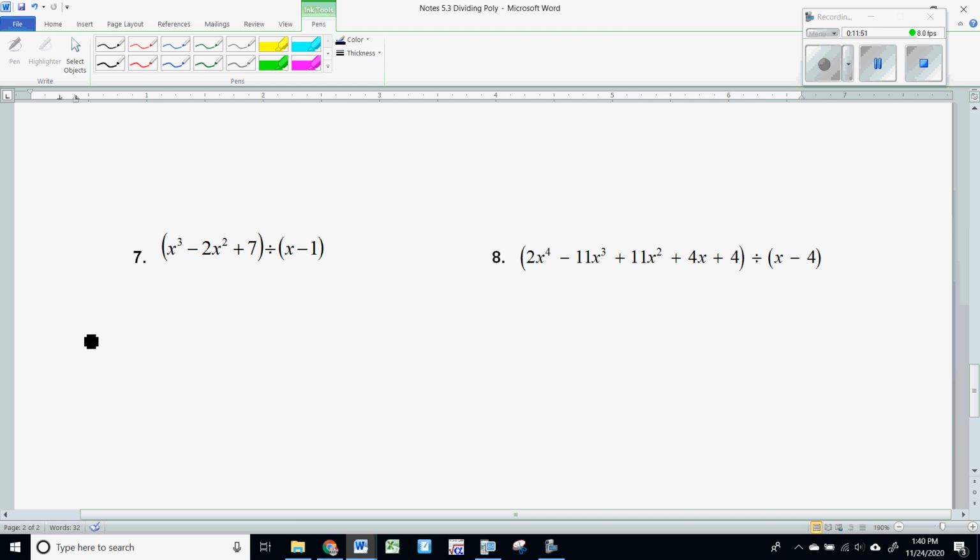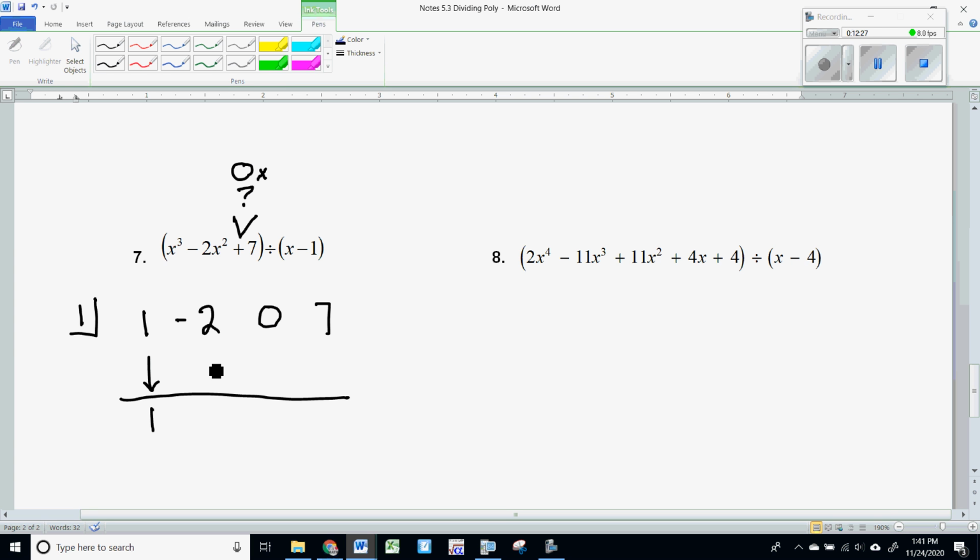Now let's look at 2 special cases here. So first, what number goes in the box? 1. We write down our coefficients, 1, -2, but now you notice there's no x term. We have x cubed, x squared. There's no x term, so we want to think of this as 0x. So now we put 0 there, and we put 7 there. You always have to have every single coefficient, even if it's 0. We drop the 1, we multiply. 1 times 1 is 1. We add -1. 1 times -1 is -1. Then we add 0 plus -1 is -1. We multiply, we add, we multiply, we get -1. We add, we get 6.